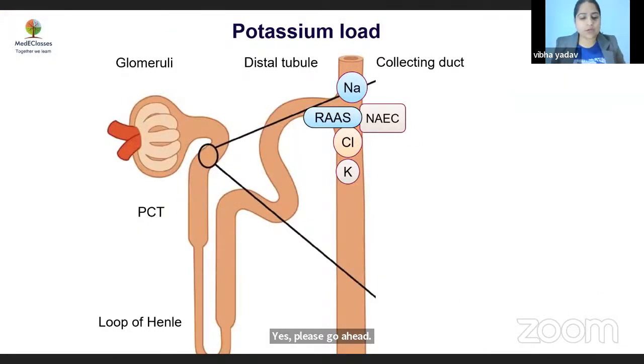So thank you so much, sir. As sir has beautifully described the pathophysiology of hyperkalemia, my job has become pretty simple. I just have to enumerate the causes of hyperkalemia.